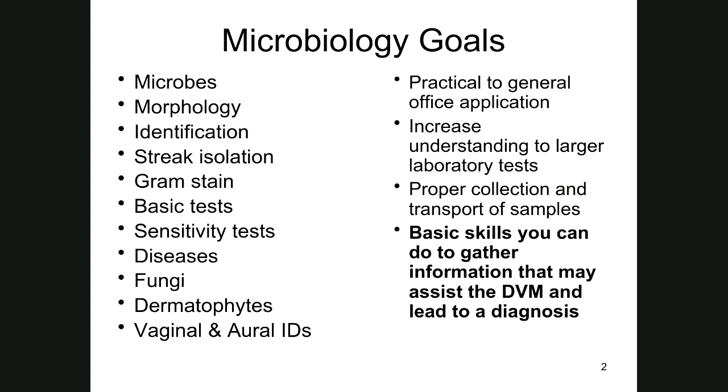And to increase understanding of larger laboratory tests, understand proper collection and transport of your samples, and the basic skills that you can do to gather information that may assist the veterinarian and lead to a diagnosis. Sometimes just doing a gram stain and being able to tell the doctor, I see a cocci, it's in clusters, and it is a positive gram stain, purple in color, the doctor may have a better choice for an antibiotic just based on that information.